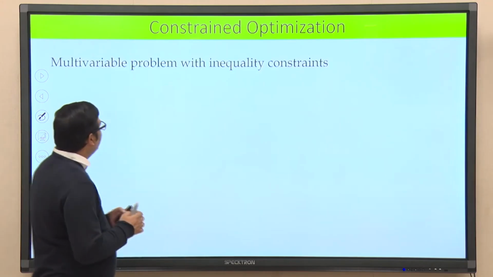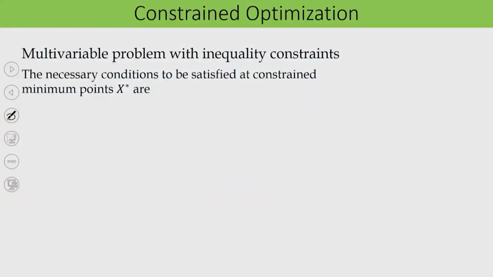Therefore, I can write the necessary condition like this. The necessary condition to be satisfied at the constrained minimization point x star. What is the necessary condition? It is this one: del f by del x i plus, for the active constraints, lambda j del g j by del x i equal to 0. And for the active constraint we get another condition, that lambda j should be greater than 0.